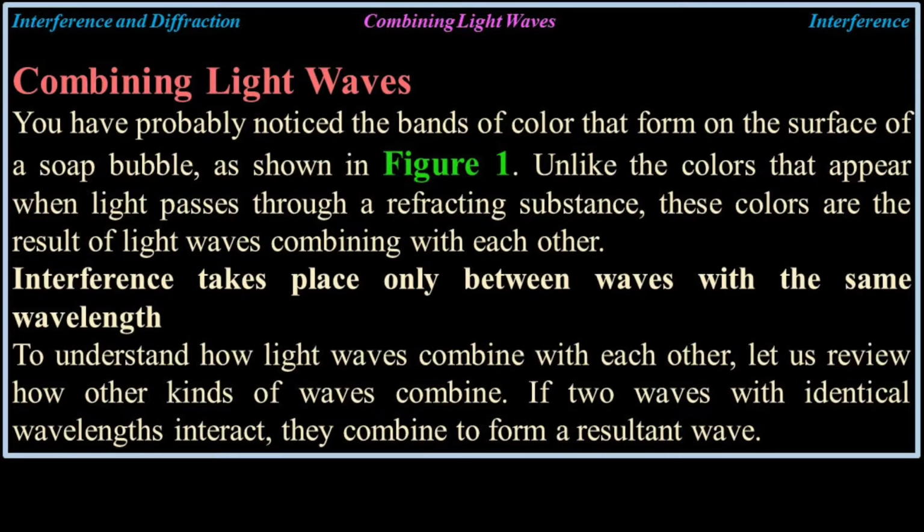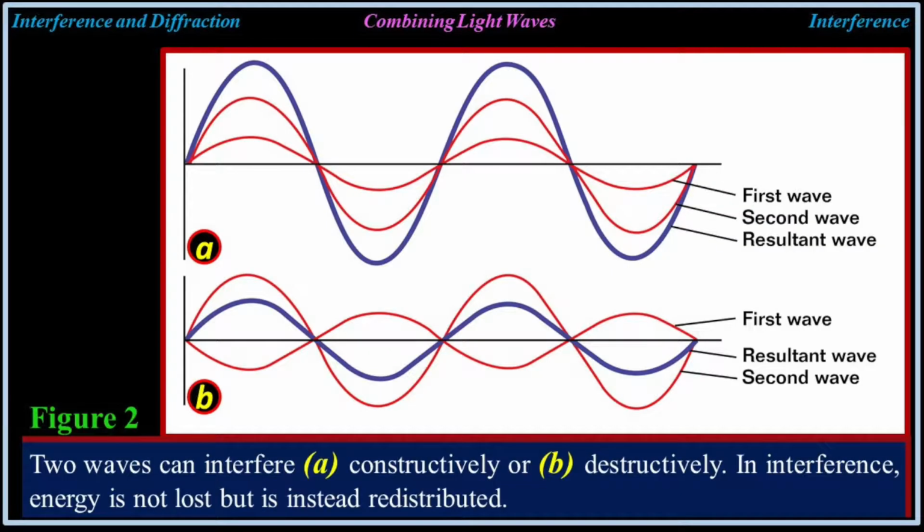To understand how light waves combine with each other, let us review how other kinds of waves combine. If two waves with identical wavelengths interact, they combine to form a resultant wave. Please look back at Figure 1 and see if that makes sense, what I just read. I usually try to put the figure before the text in which it is mentioned so that you can go back and put it on pause. This is a very important slide.